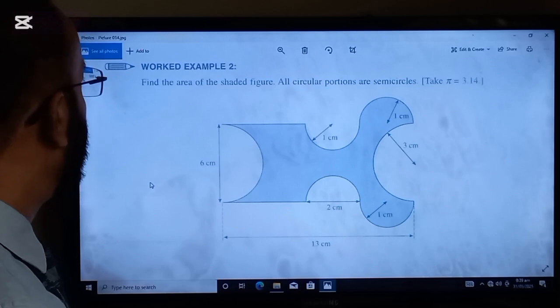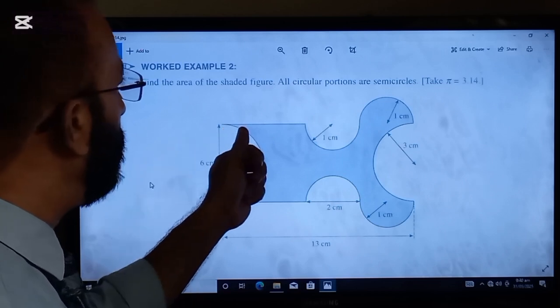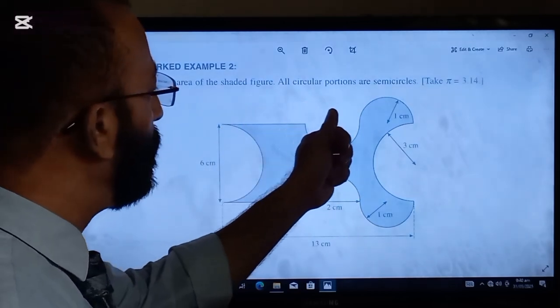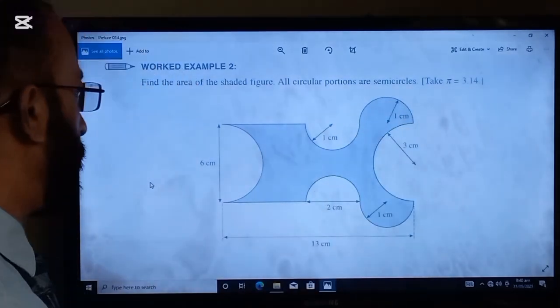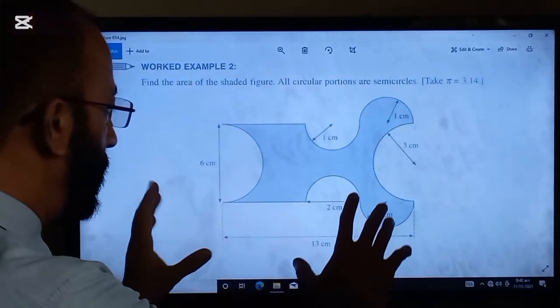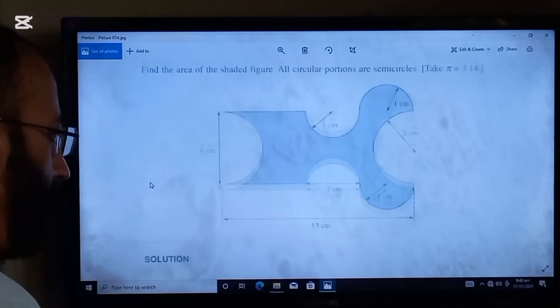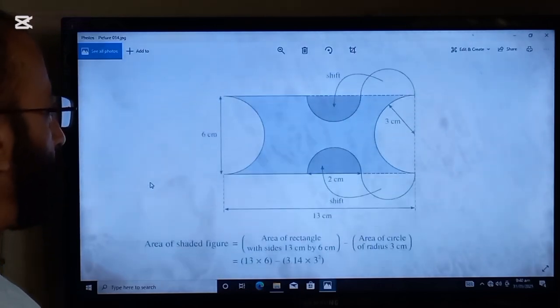Here is another question. Find the area of the shaded figure. All circular portions are semicircles. Take pi is equal to 3.14. So this is the figure. So look now, we will technically handle this figure.